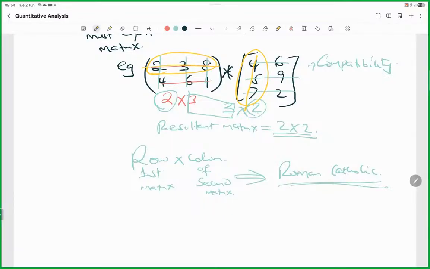So we move now, right? So how do we move? First elements multiplied, these ones here, 2 and 4. Second elements multiplied, 2 and 5. Third elements multiplied, and then you add all the multiples. So first element, that will be 2 times 4, plus second element, 3 times 5, plus third element, 8 times 7.